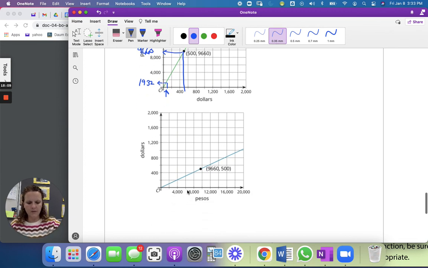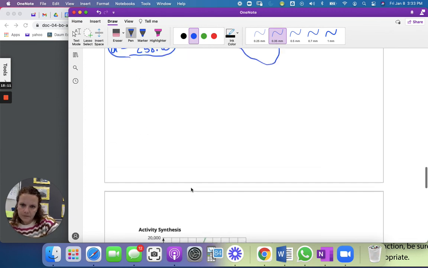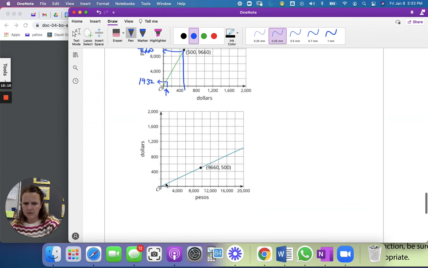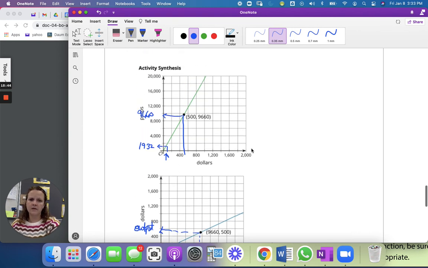The other two we had were 1,000 pesos and 5,000 pesos. So 1,000 pesos is how many dollars? So we go input to output. 5,000 pesos, was that the other one we did? Yep. 5,000 pesos input, hit the line to output. Domain and range. Okay, so these two graphs are inverses of each other.